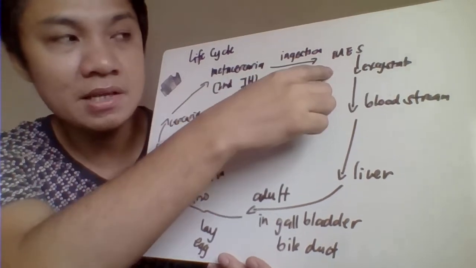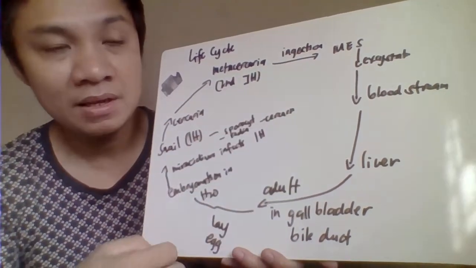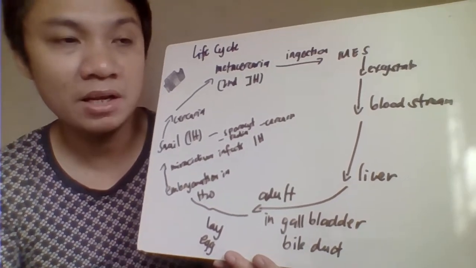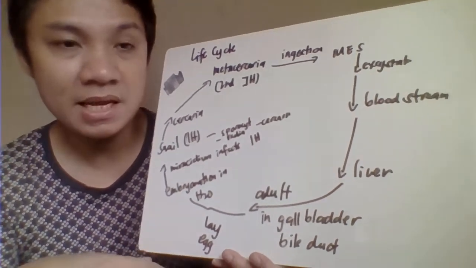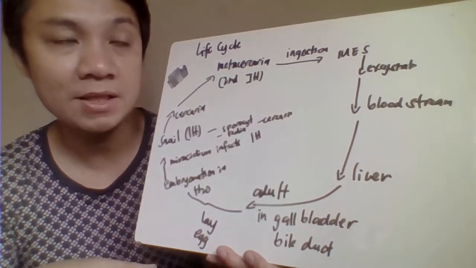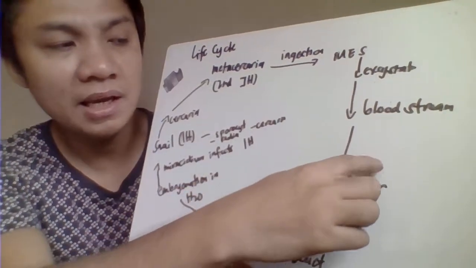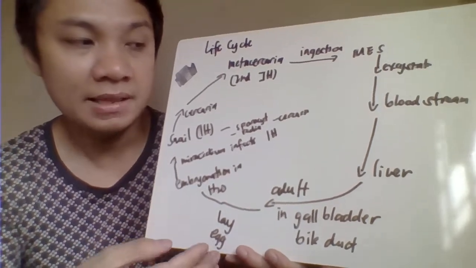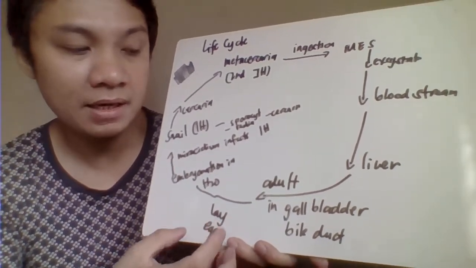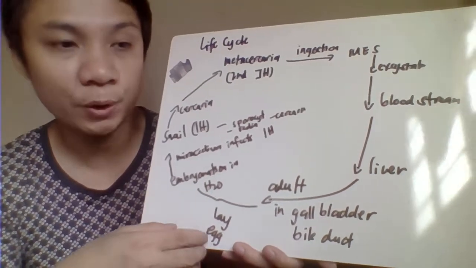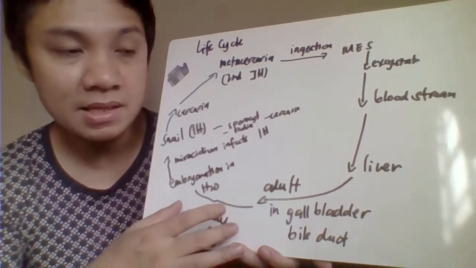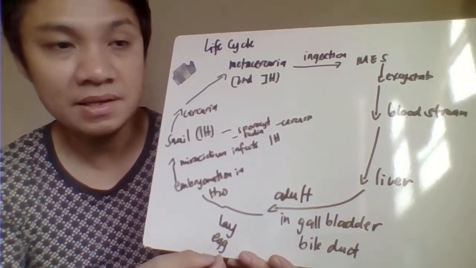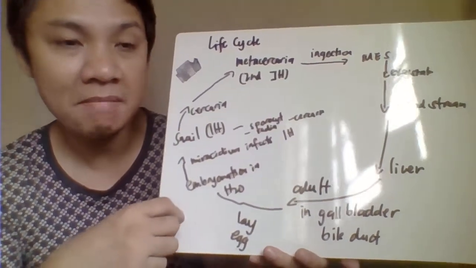small intestine, and after that, the metacercaria excysts and circulates your body, breaks through your blood vessel wall, penetrates your bloodstream, and eventually could migrate to other parts of your body. It migrates to the liver, and from there, it goes to your bile duct and gallbladder, where you could find the adult worms. And the adult worm lays eggs.